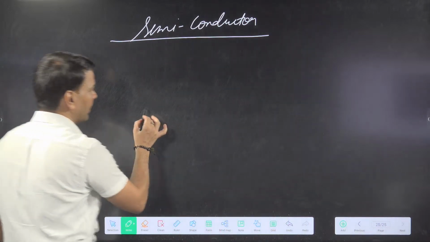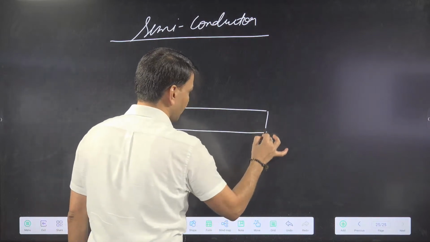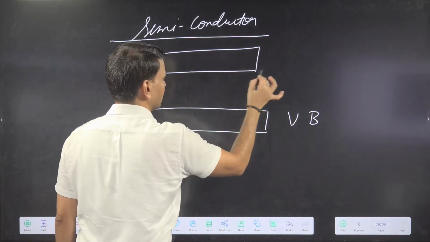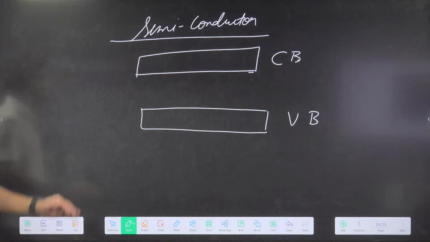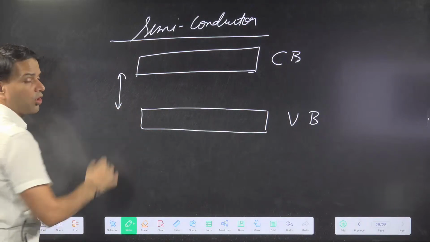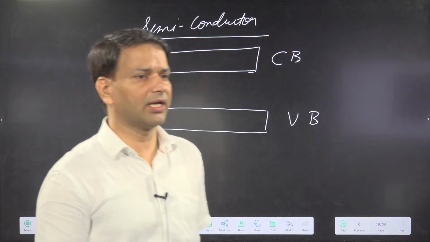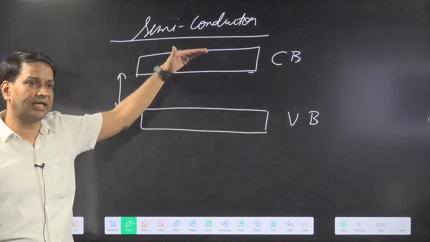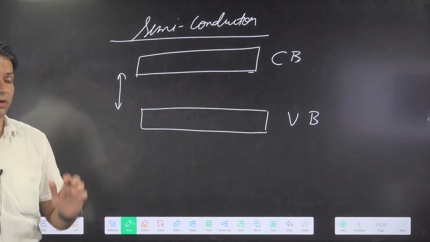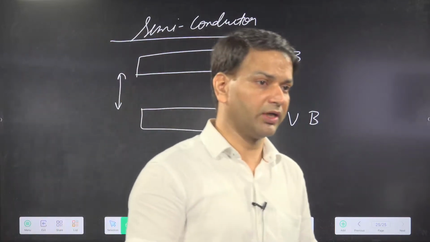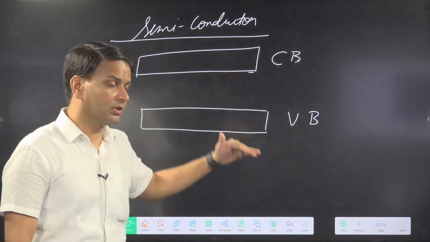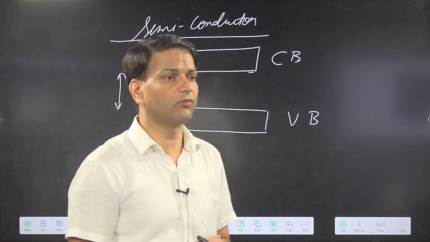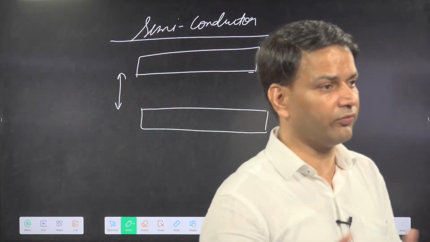Okay, suppose I have this valence band and this conduction band, and the energy gap between them is called the forbidden gap. So more energy is required. If I'm talking about germanium, the forbidden gap is 0.7 electron volt, and for silicon it is 1.1 electron volt. So for germanium, to take an electron from the valence band to the conduction band, it requires 0.7 electron volt energy, and for silicon it requires 1.1 electron volt energy.